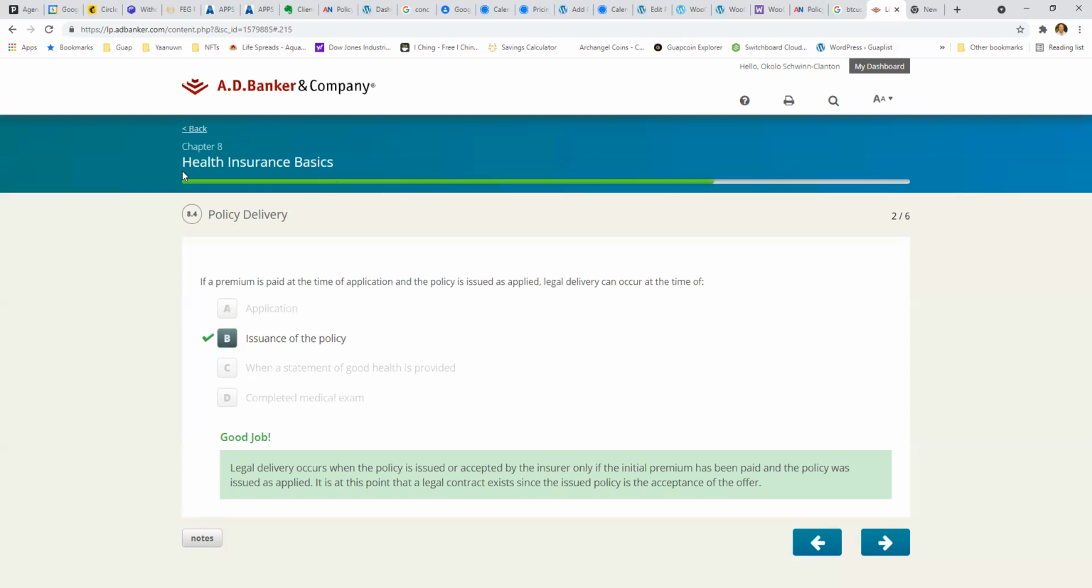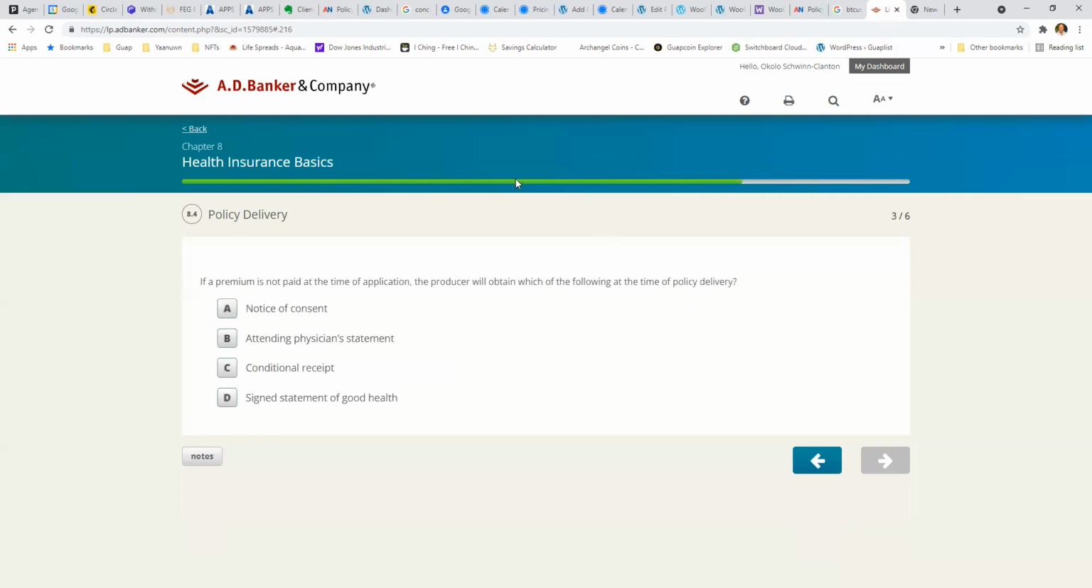What we're finding here is almost all of these concepts are exactly the same as life insurance. I haven't found anything that's different. So if you study the life insurance, at least for this chapter, you're good with the health. But again, if your state doesn't require health, don't take it.